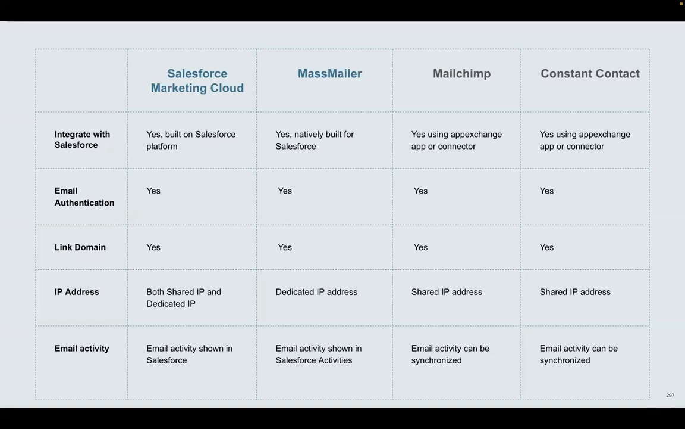And which one works well? Again, there are many parameters. If you're a low-volume user, a shared IP address should be okay. But the moment you send high volume, you have to have a dedicated IP. But MassMailer prefers to go with a dedicated IP, whether it is low volume or high volume, because we want you to really have full control of the IP reputation. And the email activity can, of course, be seen on whichever platform you actually use. And obviously with MailChimp and Constant Contact, the data gets synchronized.